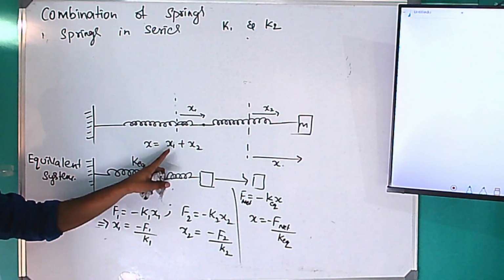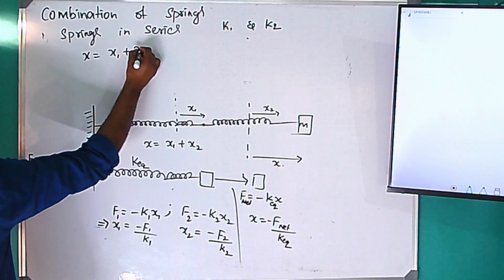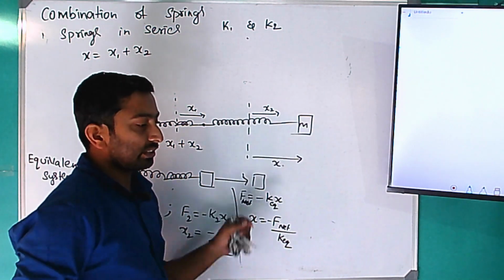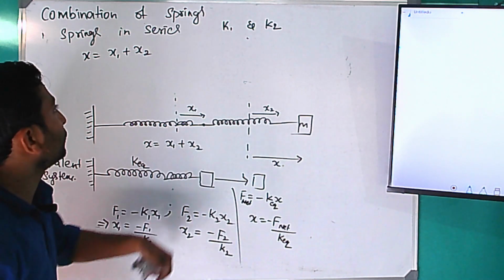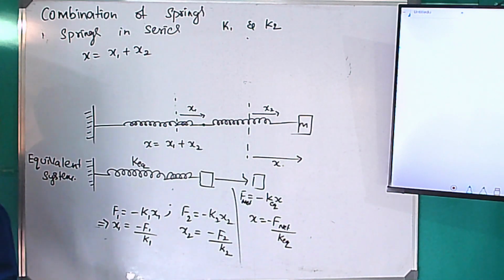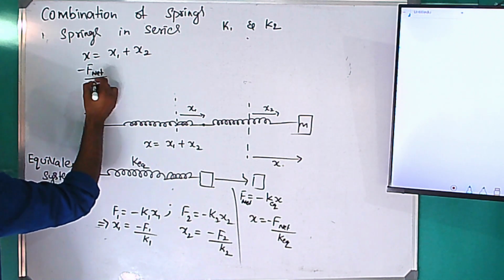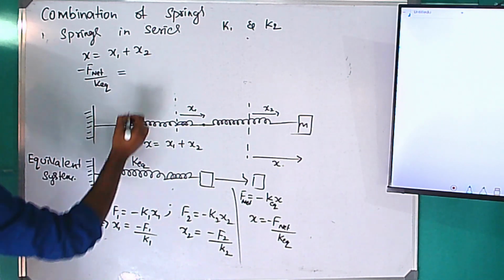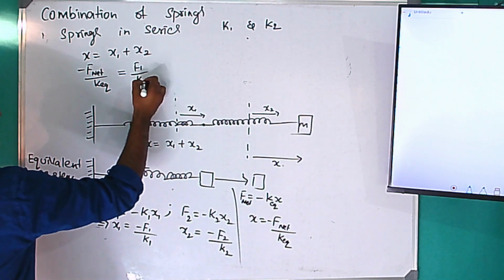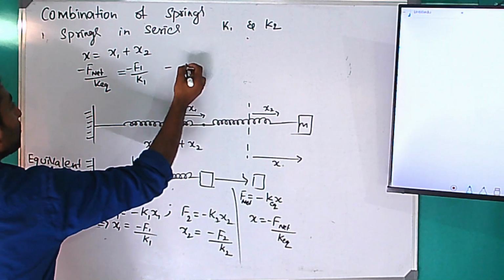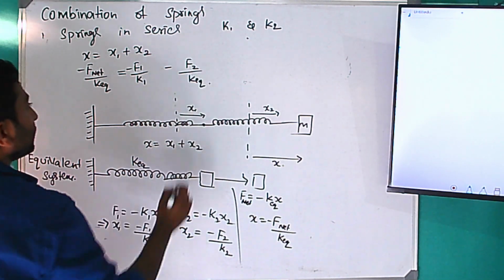So now look at this. From this figure, x is equals to x1 plus x2. The net displacement of the system is equals to the sum of the displacement made by the each of the spring as shown in the figure. So what is x? X is nothing but minus f net divided by k equivalent, that is equals to f1 divided by k1 with minus sign minus f2 divided by k equivalent.